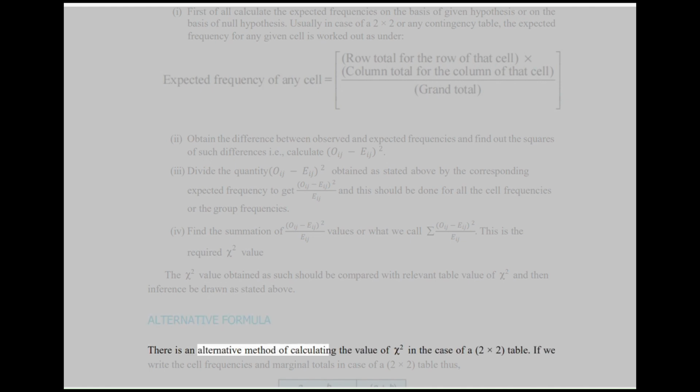There is an alternative method of calculating the value of chi-square in the case of a 2 times 2 table. If we write the cell frequencies and marginal totals in case of a 2 times 2 table thus, then the formula for calculating the value of chi-square will be stated as follows. Chi-square is equal to, where N means the total frequency, AD means the larger cross product, BC means the smaller cross product, and A plus C, B plus D, A plus B, and C plus D are the marginal totals.